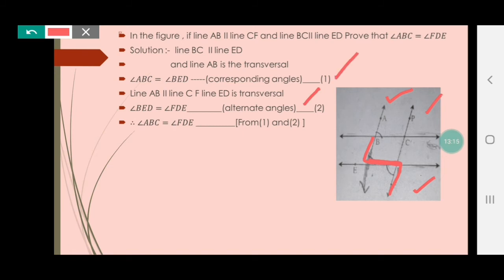Now observe equation number 1 and equation number 2. What do you observe? Angle ABC is equal to angle BED and angle BED is equal to angle FDE. So from 1 and 2, what do we conclude? We come to the conclusion that angle ABC is equal to angle FDE. I hope it is clear.